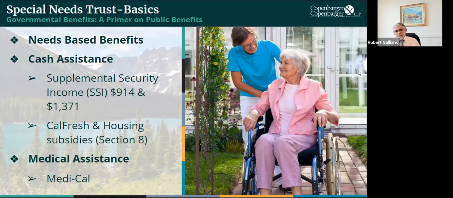Currently, the amount of money for 2023 that the federal government pays for a single individual under the SSI program is $914 a month, and for a couple is $1,371 a month. In addition to cash assistance under the SSI program, there's also what we used to call food stamps, which is now called CalFresh, and housing subsidies. They generally go by the term Section 8. And what is the medical assistance? Medi-Cal.